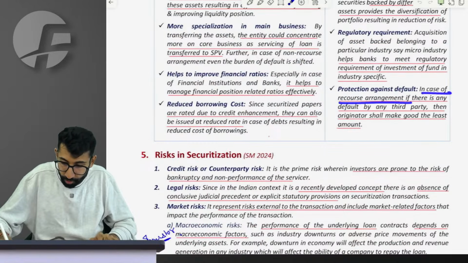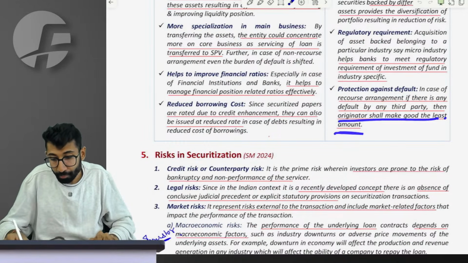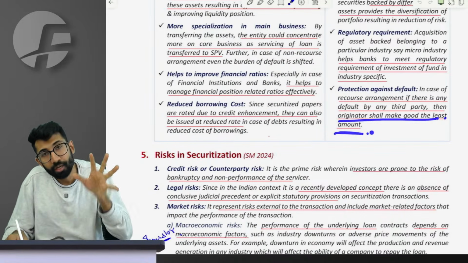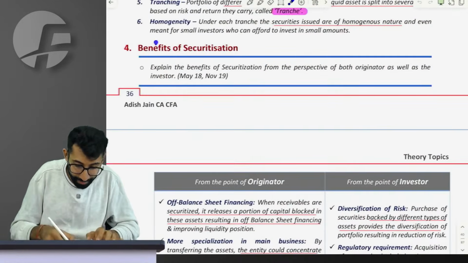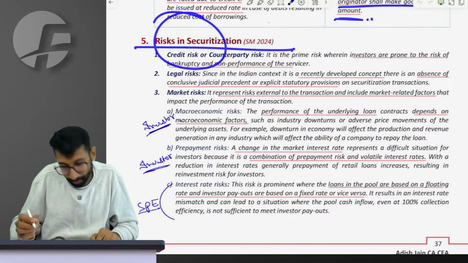In case of a recourse arrangement, if there is any default by the third party, then the originator shall make good the loss amount, which means the amount of loss which has happened. These are the benefits of securitization. Then what are the risks involved?